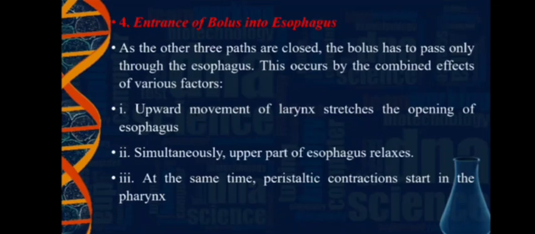And the fourth way, which is the possible way that food will enter the esophagus without going to the other three paths. As the other three paths are closed, as we have already discussed, the bolus has to pass only through the esophagus. This occurs by the combined effect of various factors. First one is upward movement of larynx, which opens the esophagus, and simultaneously the upper part of esophagus relaxes. Third, at the same time, peristaltic contractions start in the pharynx.